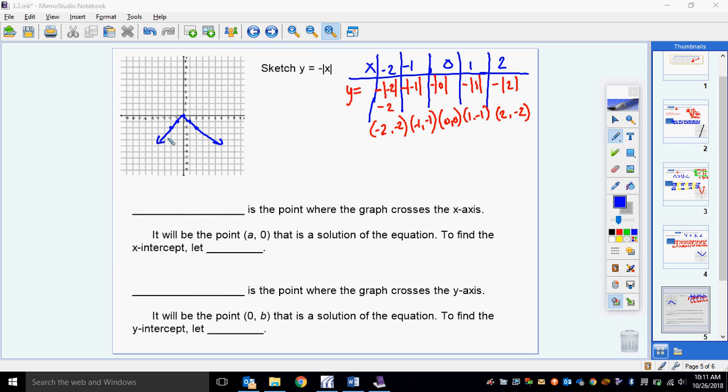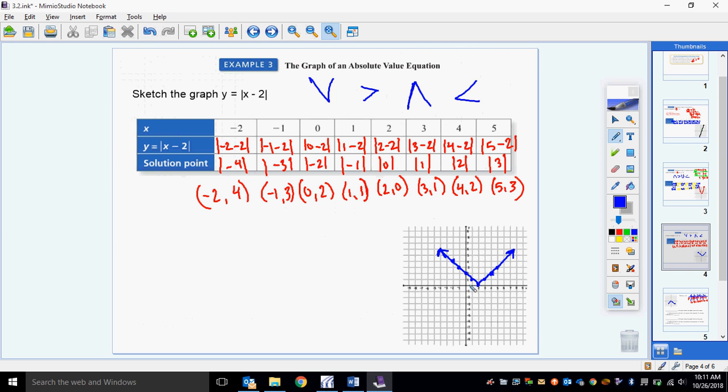All right, after plotting the points, you should get an upside down V. The origin is where it V's off. Over here, it V'd off at a positive 2. That could be something to do with inside the absolute value. I don't know, we'll find out later.